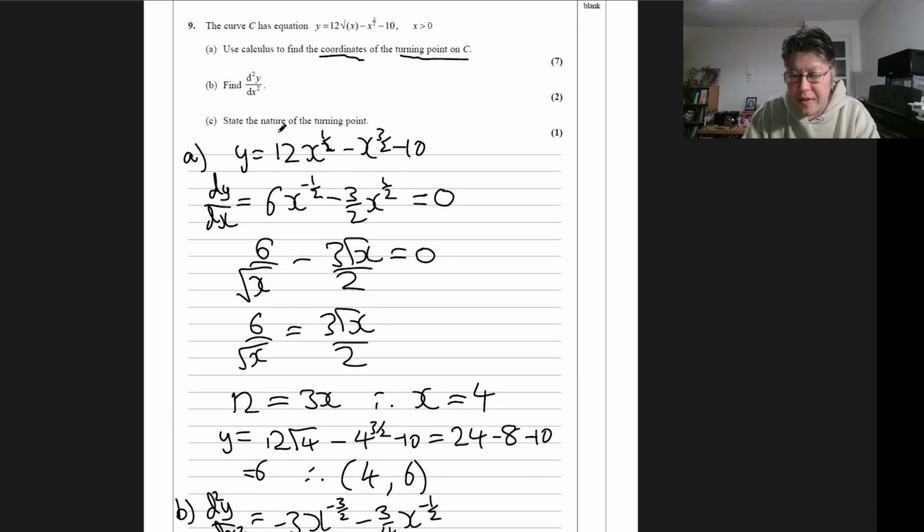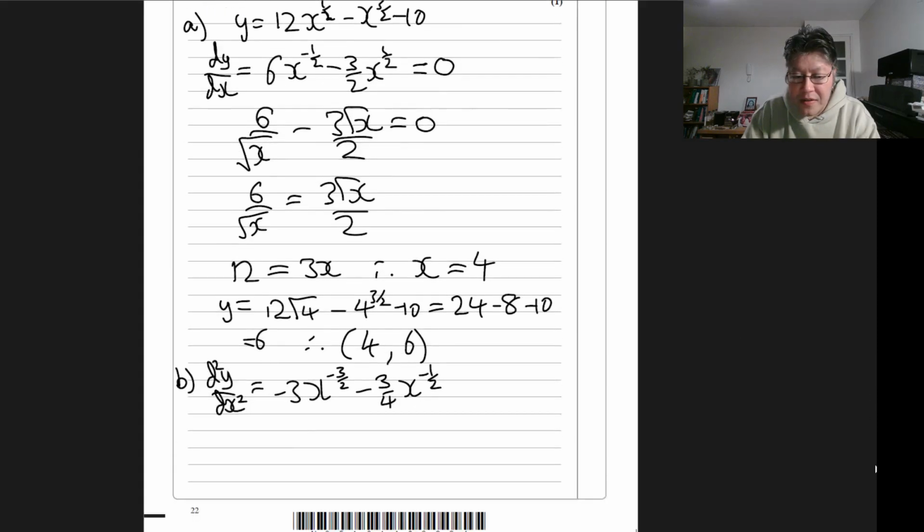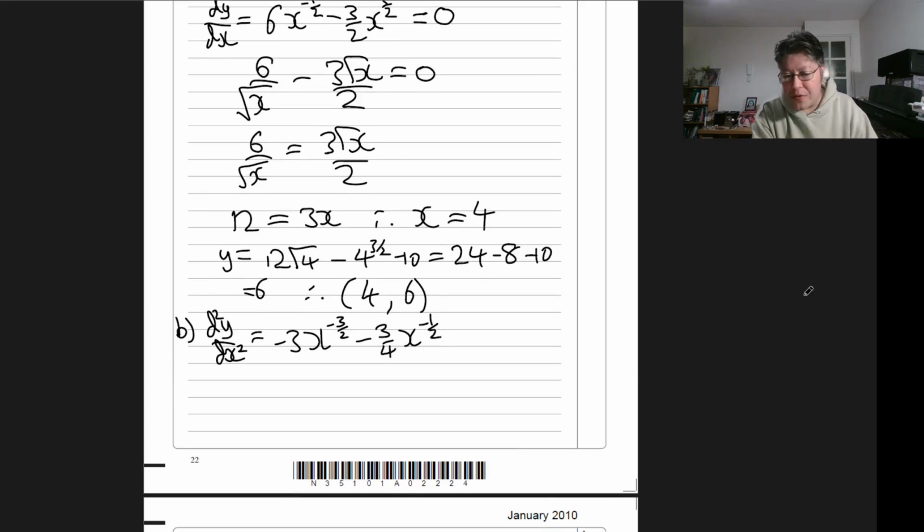And part C, we want to find the nature of the turning point. So we found the turning point, 4, 6, but we're not sure if it's a max or if it's a minimum. And we're going to use the second derivative, so the method is that you substitute the x coordinate into the second derivative, and if it happens to be a positive answer, it means it was a minimum. And if it was a negative, it's a maximum, a local max. So let's, part C, let's substitute 4 into here.